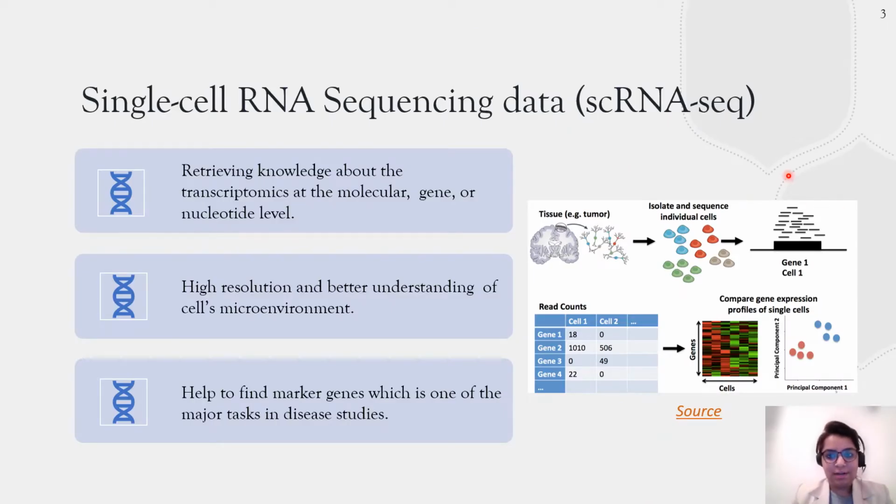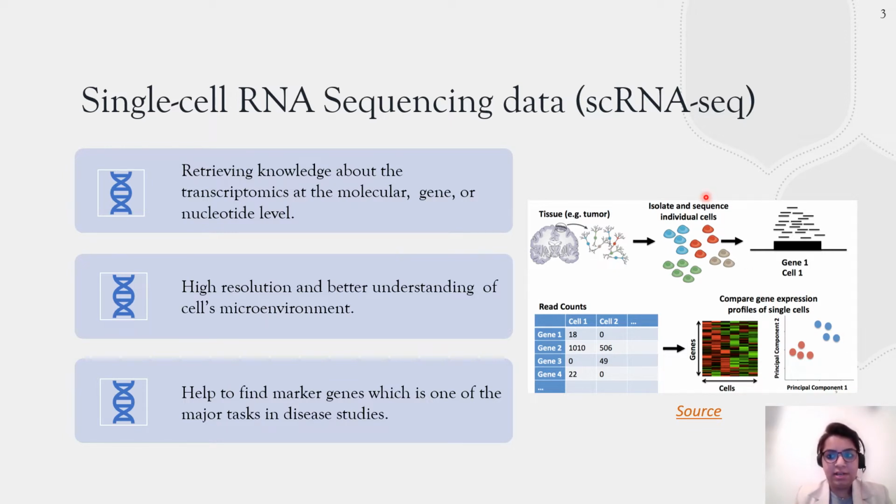I would like to start my presentation with an introduction of single-cell RNA sequencing data. Today, it is possible to obtain genome-wide transcriptome data from single cells using high-throughput sequencing. This is what we call single-cell RNA sequencing. The figure on the right shows the general overview of single-cell RNA-seq, which consists of different steps. The first step is isolating single cells from a tissue sample and then sequencing those individual cells.